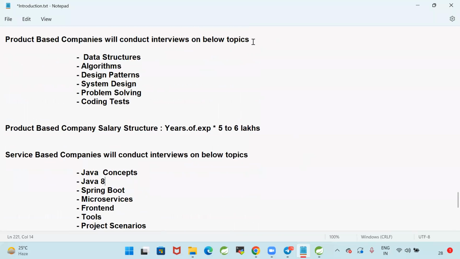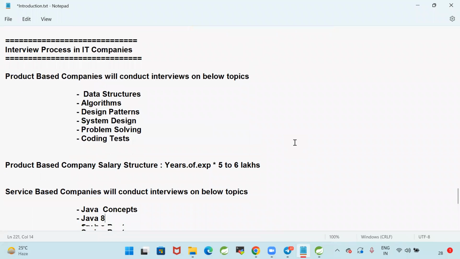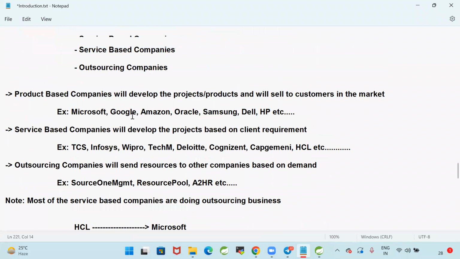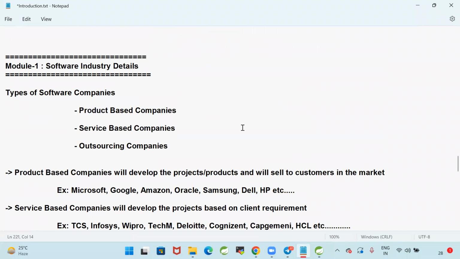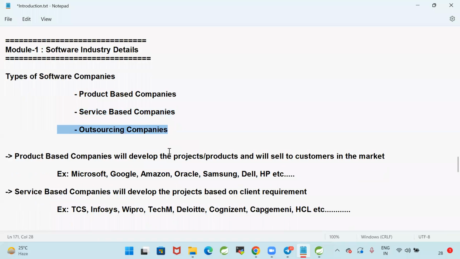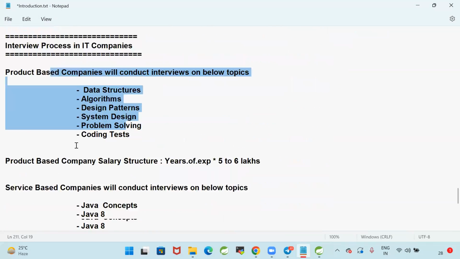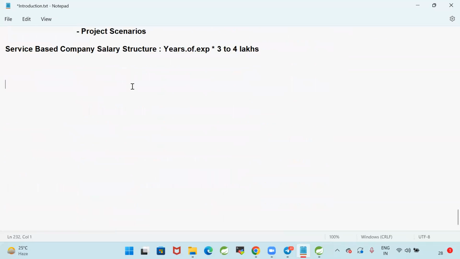Clear for everyone? All right. So with this, we understood how many types of companies will be available: product-based companies, service-based companies, and outsourcing companies. And we understood the interview process in the product-based companies and in the service-based companies. The next topic that we are going to discuss in tomorrow's session: types of projects.